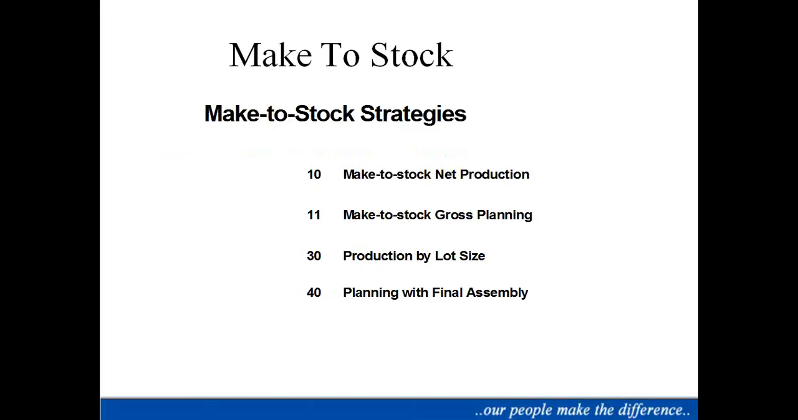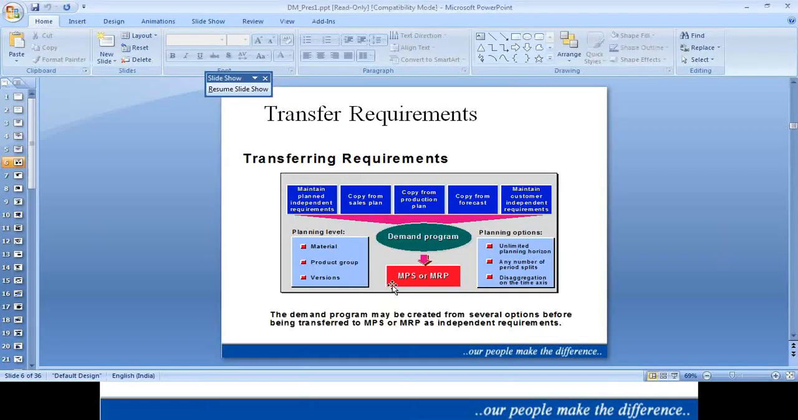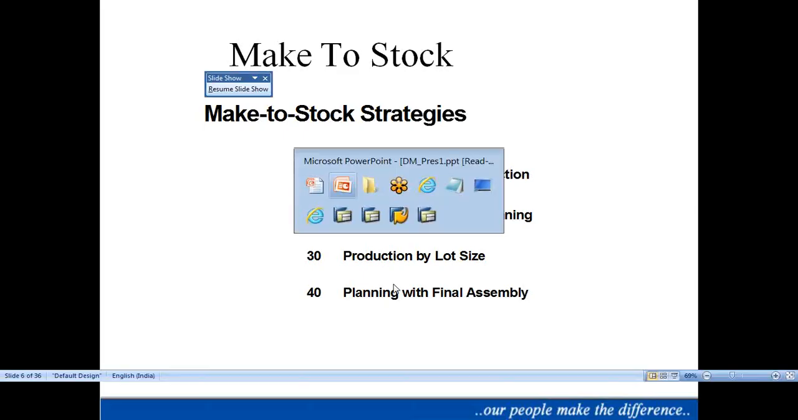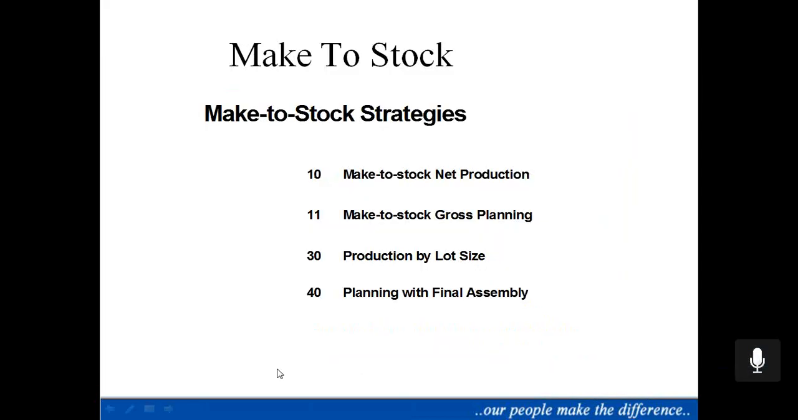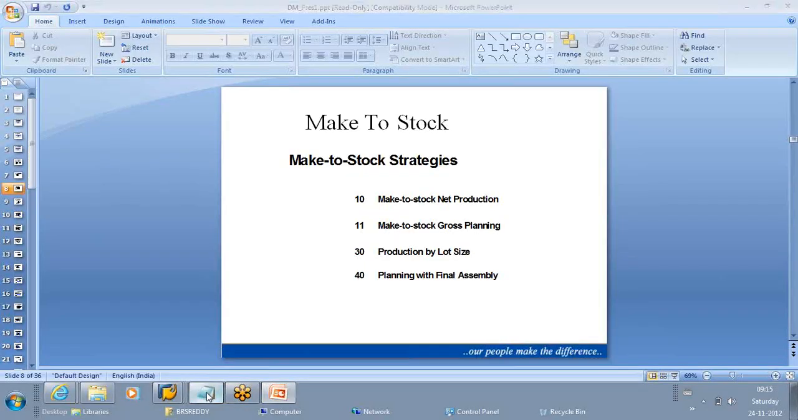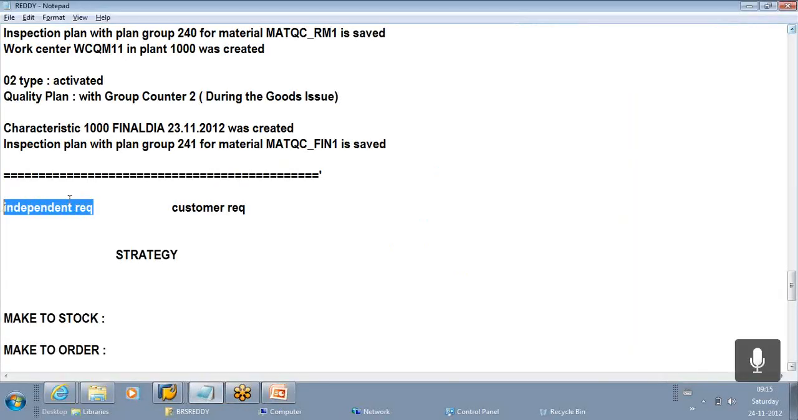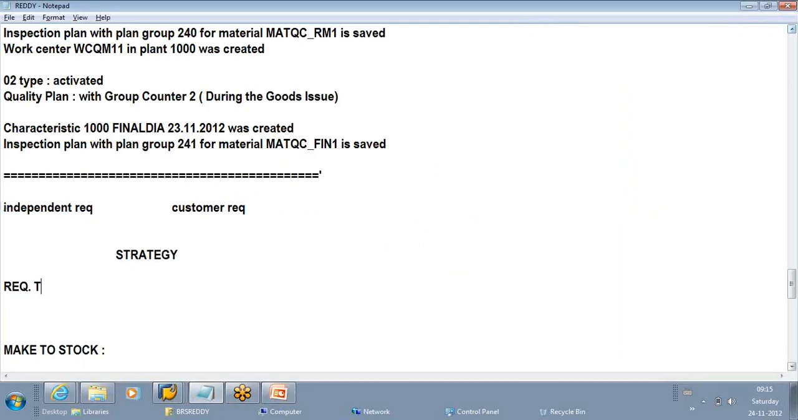If it is make to stock, there are some numbers there: 10, 11, 30, 40. What are these numbers? As I told you just now, each strategy consists of a requirement type and a requirement class. These are the two requirements types. So each strategy consists of a requirement type for independent requirements, similarly a requirement type for customer requirements.